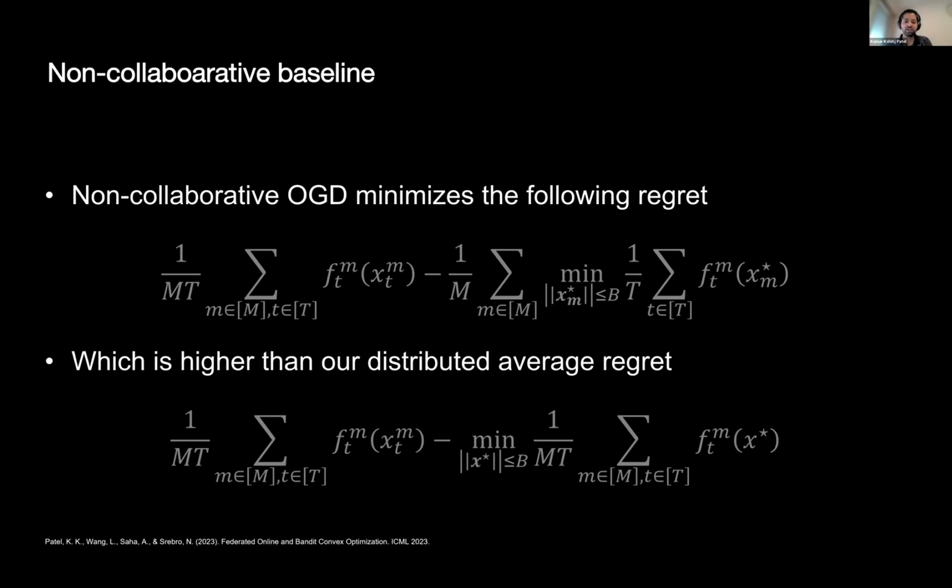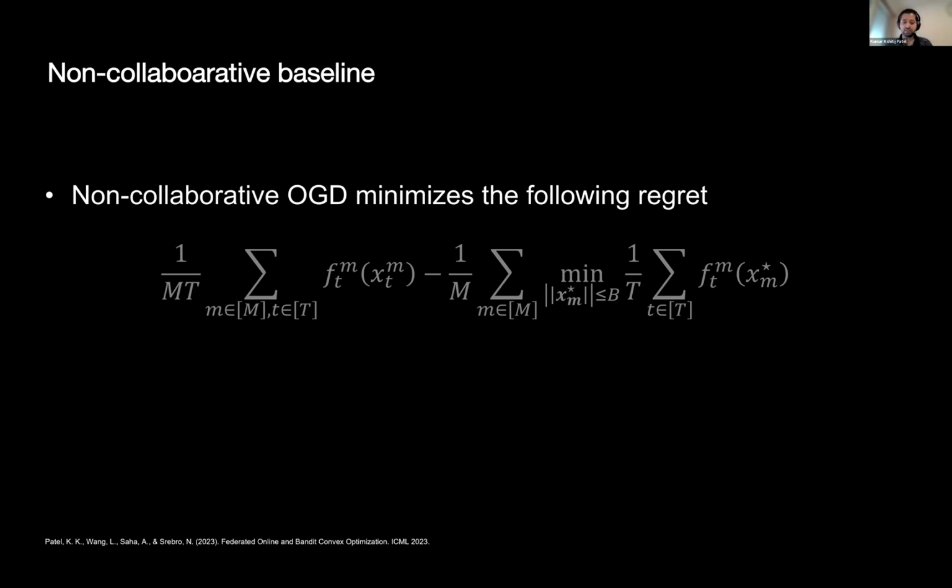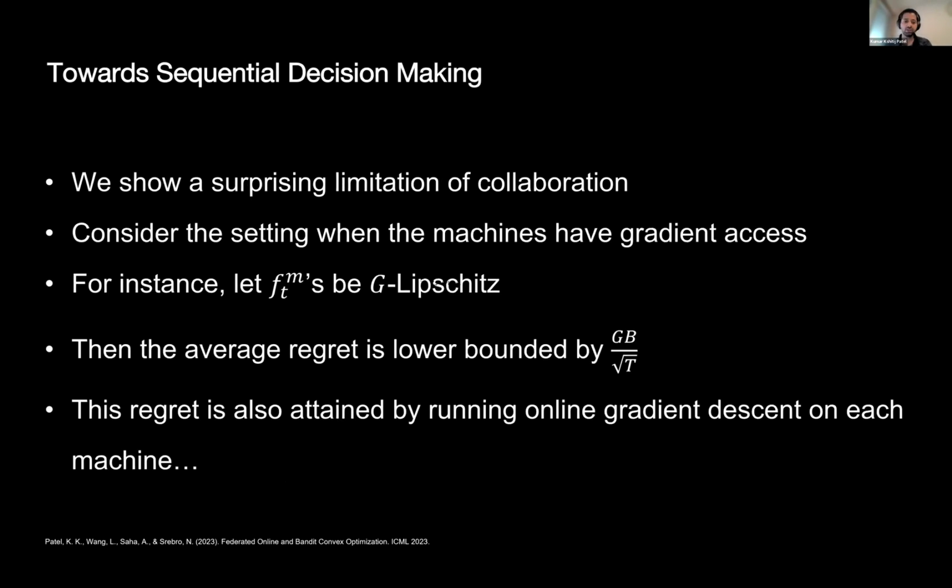Because when x star is shared across the machines, perhaps it's not as good a model, because you're not allowing x star to personalize for that machine, right? So if you can, with non-collaborative online gradient descent, minimize the above objective, then of course you can also upper bound the lower objective. And we already saw in the previous slide that you can get an upper bound of GB over square root T for the serial optimization problem when there is no distributed aspect whatsoever. And that is going to match the lower bound of GB over square root T. So this essentially means that collaboration is not beneficial when you are in the online setting.